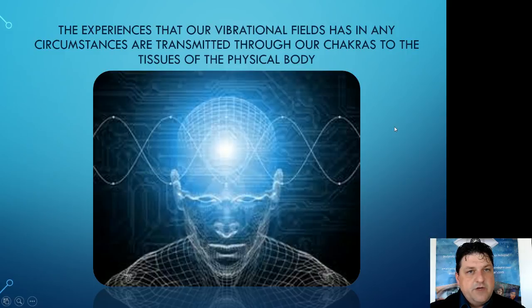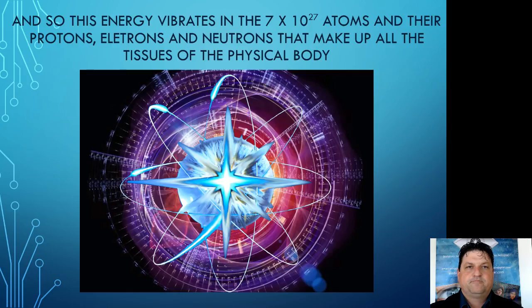So the experience that our vibrational fields have in any circumstance is transmitted through our chakras to the tissues of the physical body. And this energy vibrates at 7 times 10 to the 27. That means 7 octillions of atoms. It's hard for me to say in English, sorry. Anyway, it's 27 zeros multiplied by 7. That's the average number of atoms we have in our body, and they are protons, electrons, and neutrons that make up all the tissues of the physical body.